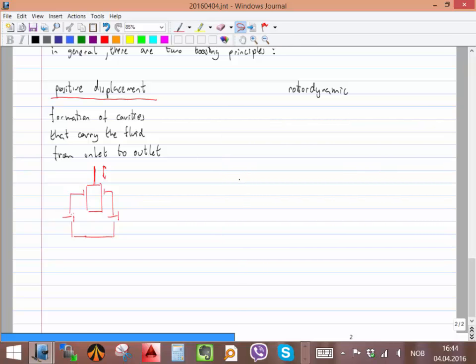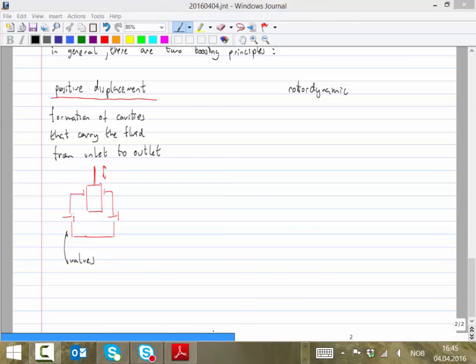Okay, so that's the principle. You have a cavity that is formed, then you allow fluid to go into this cavity, and then you push this fluid out of the cavity. A very important element here is these valves. And there are different technologies. The one that we are going to see here is the twin screw pump.